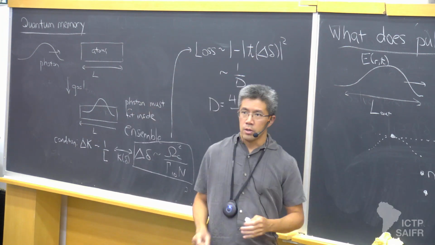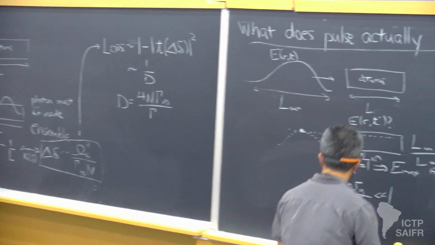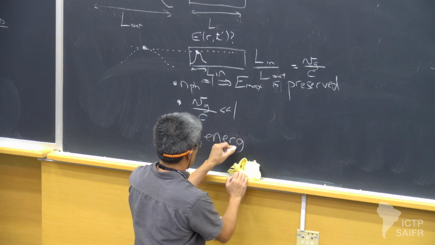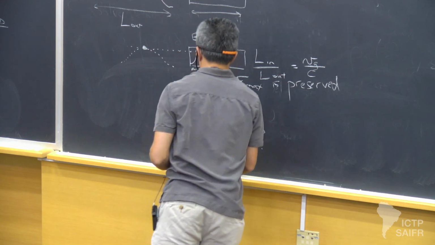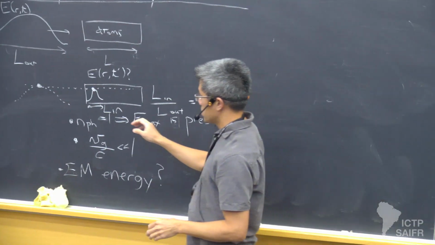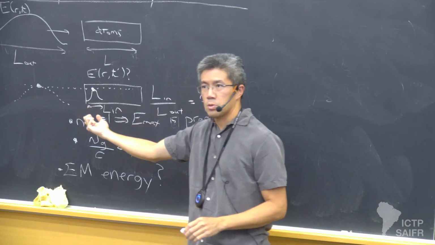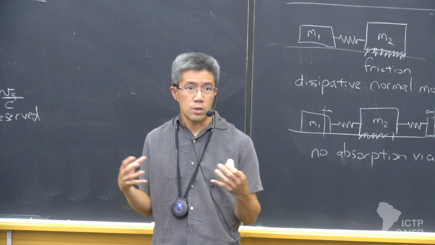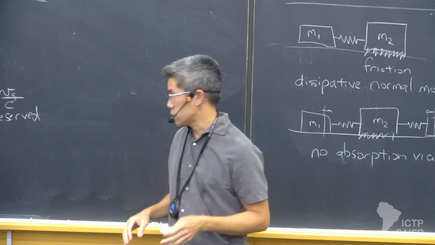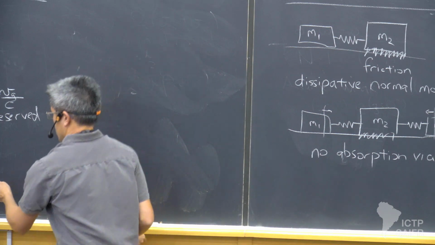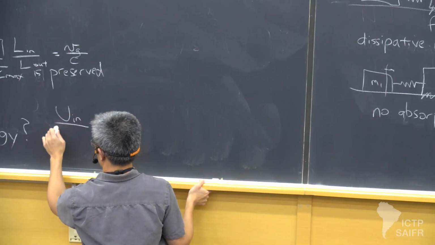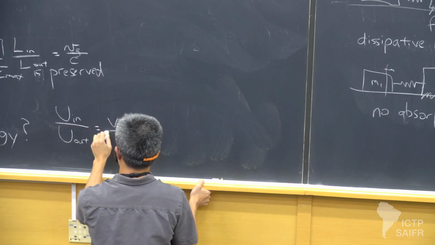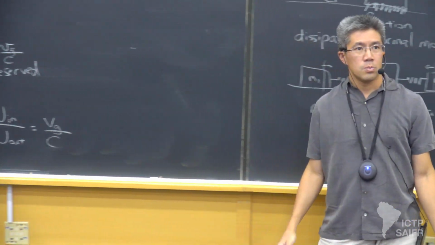And now let's think about electromagnetic energy. So if the peak amplitude is the same, but my width is much smaller, then if I calculate my total electromagnetic energy, so E squared integrated over all of space, I should get that the ratio of U in, the total electromagnetic energy inside versus outside, also has to be the group velocity divided by the speed of light.